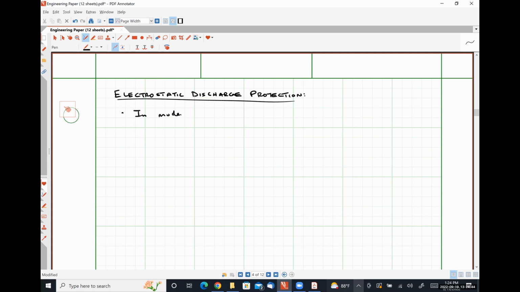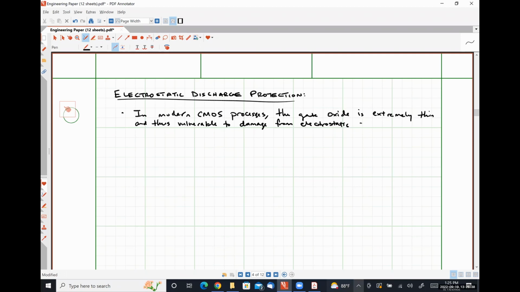All right, so in modern CMOS processes, the gate oxide is extremely thin, on the order of a few angstroms, and thus vulnerable to damage from electrostatic discharge. What does damage from electrostatic discharge mean?